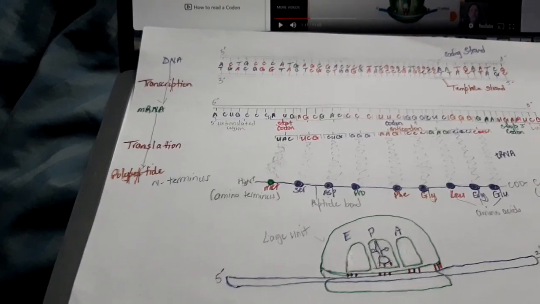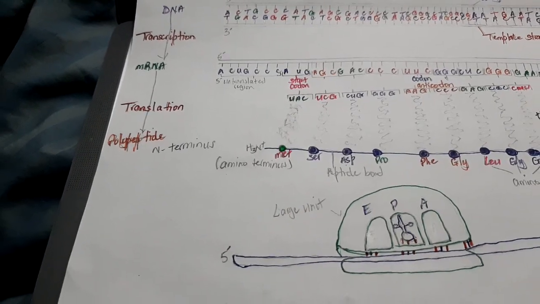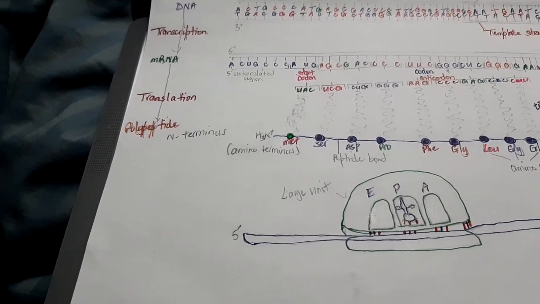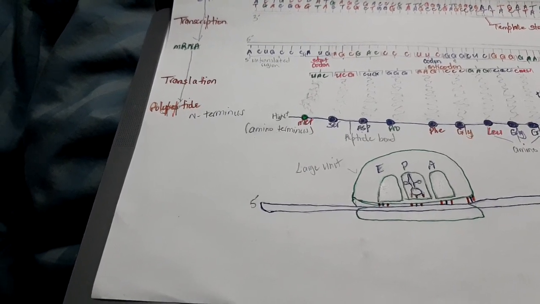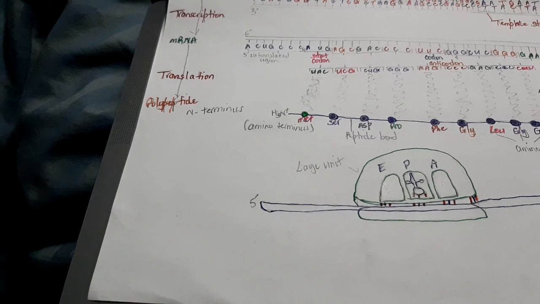5' cap. It involves the covalent linkage of a modified G nucleotide to the 5' end of the pre-mRNA. The cap is recognized by the protein synthesis machinery.